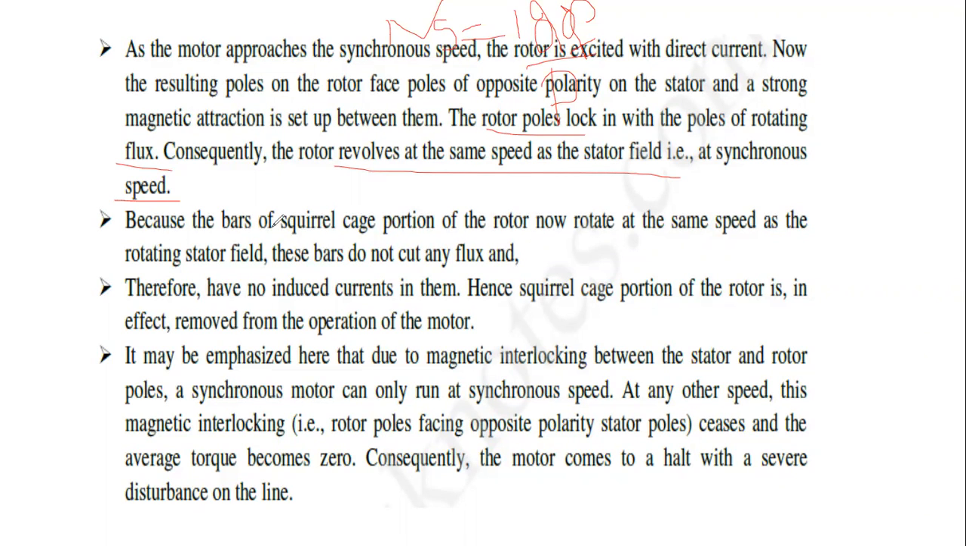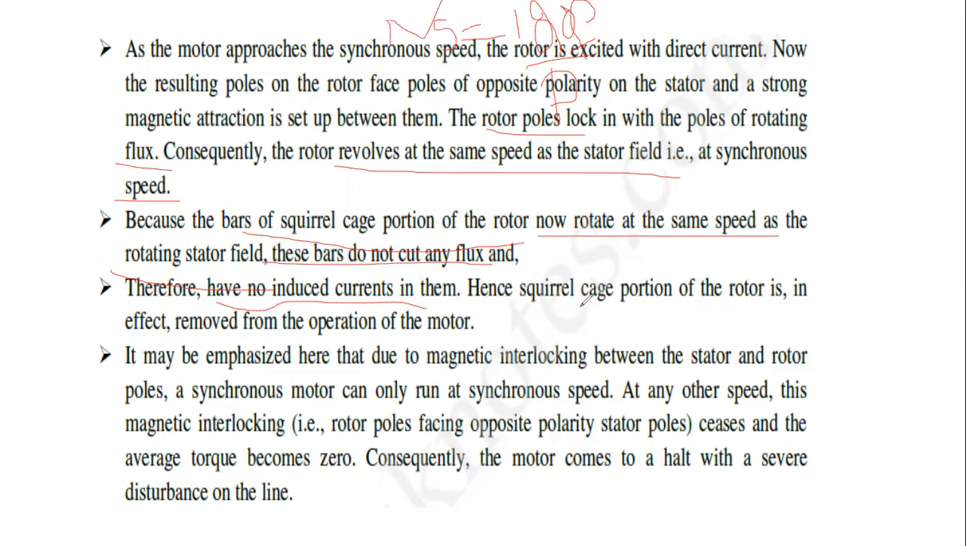Because the bars of the squirrel cage portion of the rotor now rotate at the same speed as the rotating stator field, these bars do not cut the flux, and therefore no current is induced in them. What is Faraday's law? Whenever a conductor cuts flux lines, only then is an EMF induced. In this case there is no cutting of flux lines, so no EMF or current is induced.